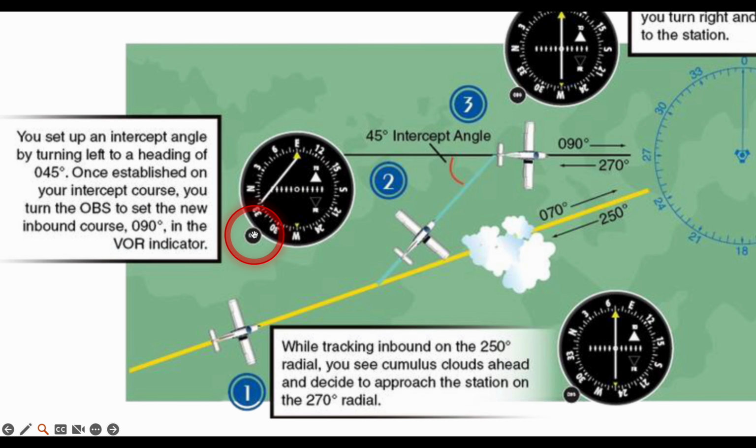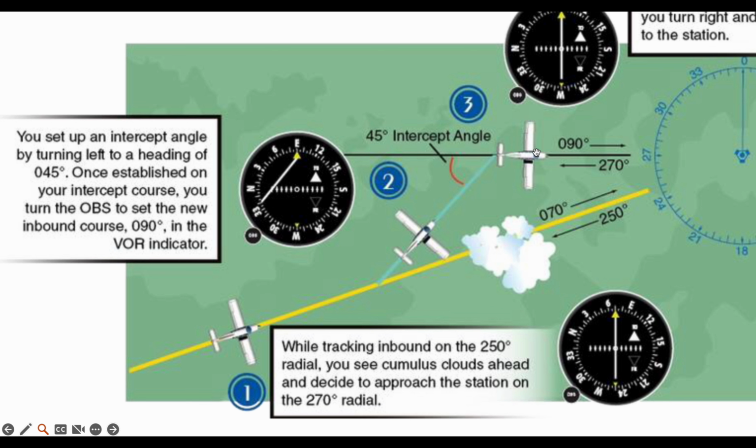So they twist the OBS and they say, oh, I want to go intercept the 270 radial instead. So they twist it, then it becomes an east heading on the 270 radial, and you notice that the needle swings to the left. So this airplane needs to turn to the left to intercept that. Now, a good rule of thumb is about a 45-degree intercept angle. So when you want to intercept a radial, just turn 45 degrees toward that radial, and that'll set you up for a good angle to intercept it.